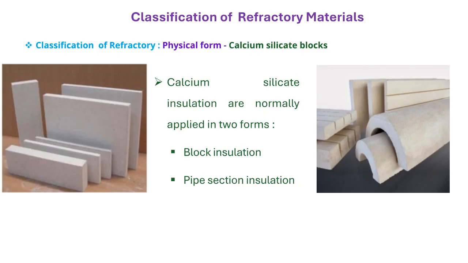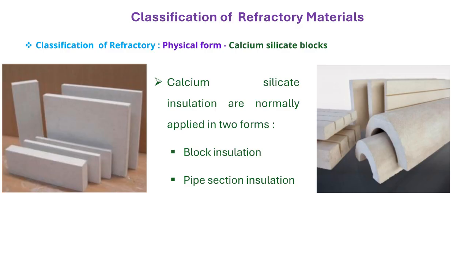Calcium silicate insulation is manufactured in two main forms, each designed for different applications. First form, block insulation. These are rectangular blocks, usually about 600 mm long and 300 mm wide, with thicknesses of 25, 50, 75, or 100 mm. Blocks are stacked and bonded together to form the insulation layer in furnaces. Their simple rectangular shape makes installation on flat surfaces efficient and cost-effective.